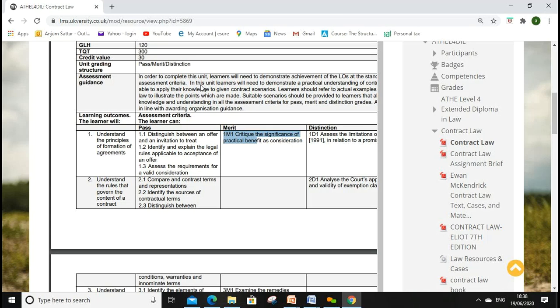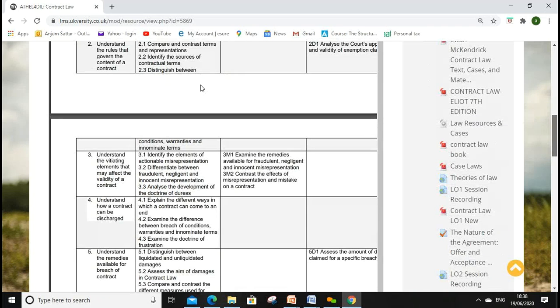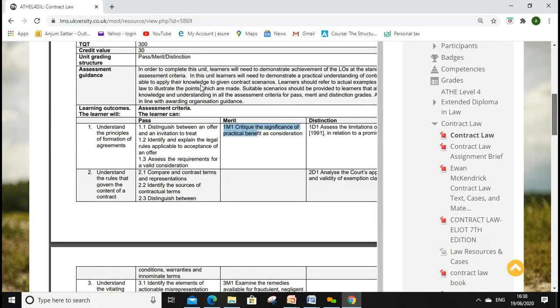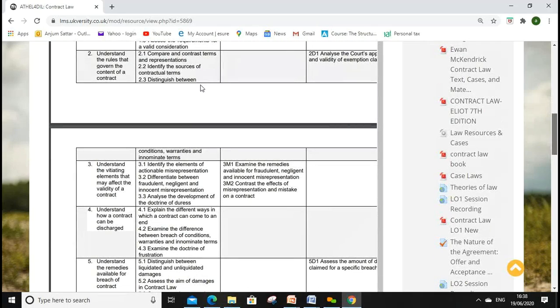In lesson 2, we discussed contract terms and representation, and identified the sources of contract terms, where these terms came from. We also discussed civil law, the difference between civil law and criminal law, and different terminologies. In criminal law a bundle of evidence is required to charge someone, but under civil law less evidence is required because it's damage to plans.